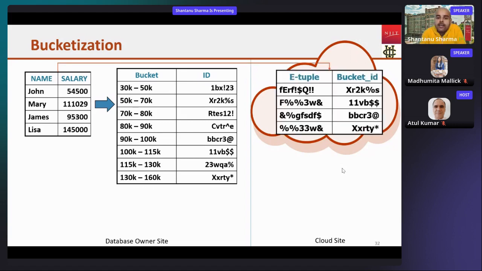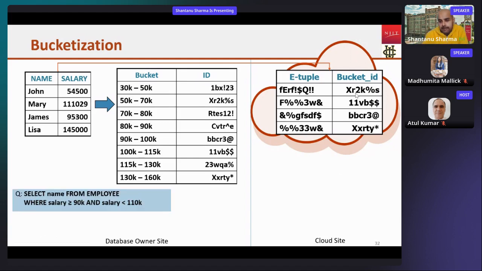So here is what happens. E tuple represents the entire encrypted tuple, name and salary, and bucket ID represents the identifier of the bucket allocated for that salary. For example, the first salary is 54,500, and here you can see the ID is XR2K percent S in the bucket table, and the same ID is also here in the bucket ID part. We can perform the same operation over the entire data set, and every row will get its bucket ID.